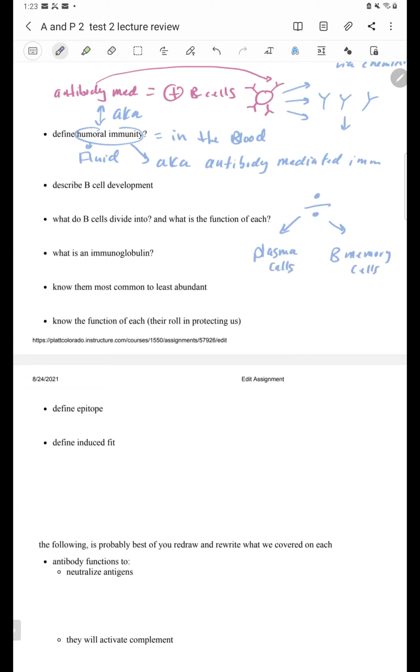The plasma cells release the antibodies. The B memory cells allow for that quick response. And here's the key: after the first exposure, after your first exposure, it allows a quick response to the same antigen.